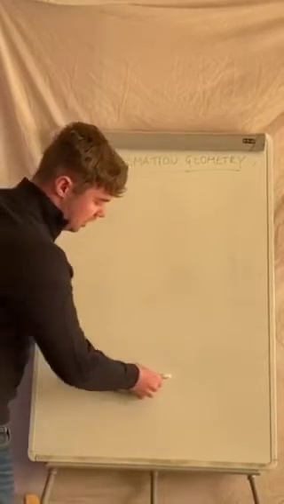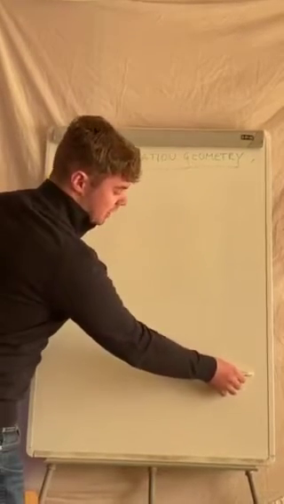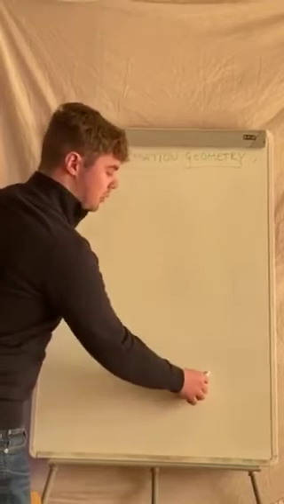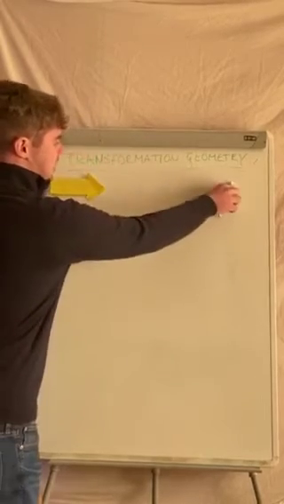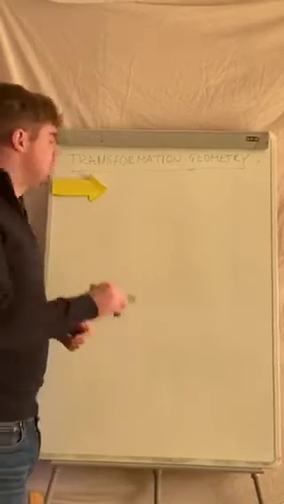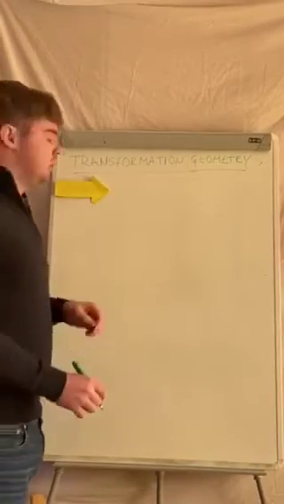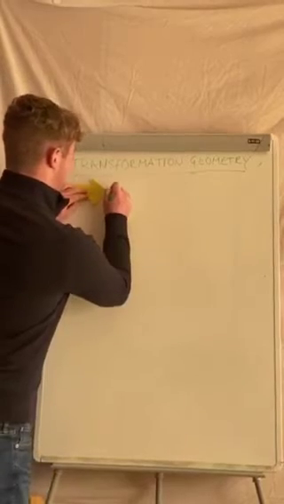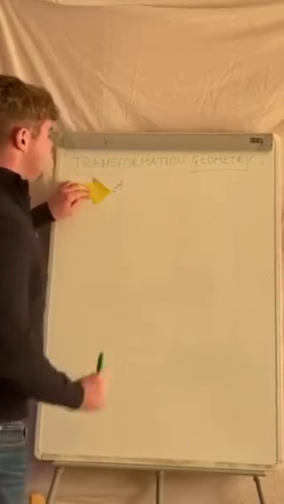Axial symmetry will head across horizontally and end up in this area of the board. And finally, central symmetry will end up in this area of the board. The first thing we must do on our object is label it. So I'm going to label the arrow here, and I'm going to label it A.